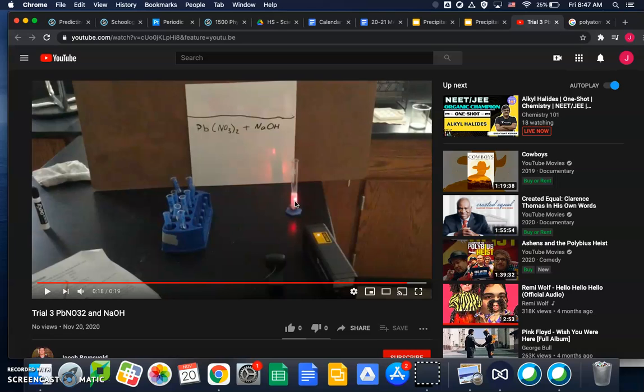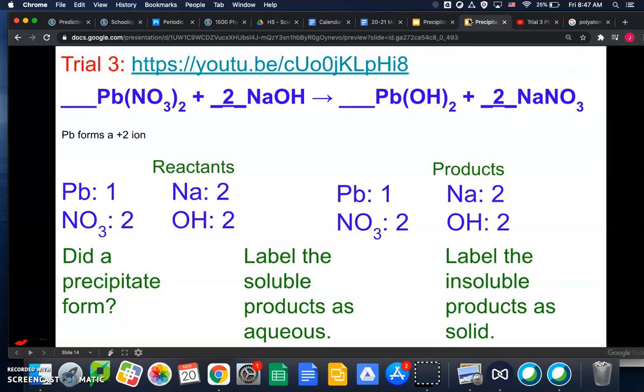The laser itself is reflected by that cloudy mixture inside the beaker. Okay, and so then let's take a look at this one. Definitely a precipitate formed. Let's see if we can label the soluble products as aqueous and the insoluble ones as a solid.